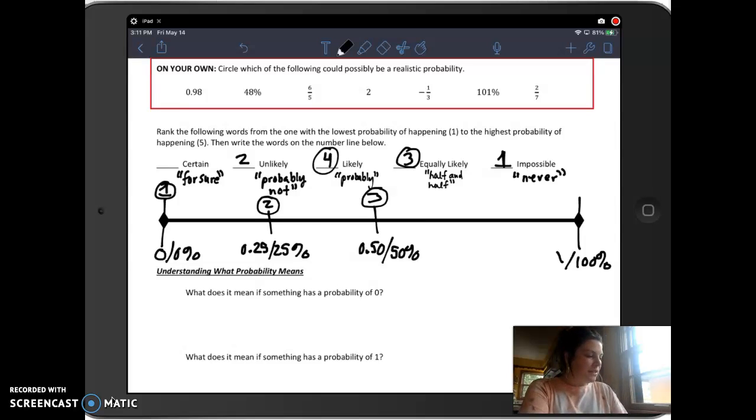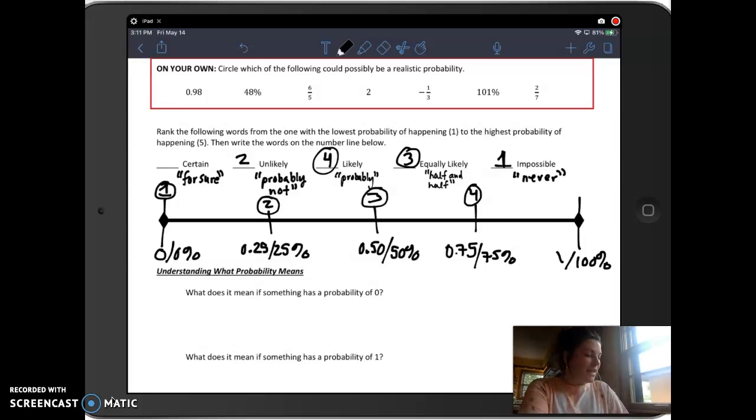Likely means that it's probably going to happen. There's still a chance that it might not, but probably. And it could be around 75%. It could be a little more. It could be a little less, depending on the scenario. But 75% or 0.75 is about average of what something that would be likely.